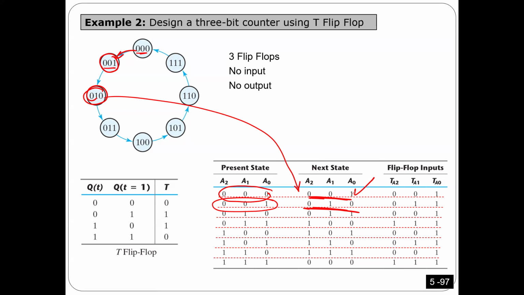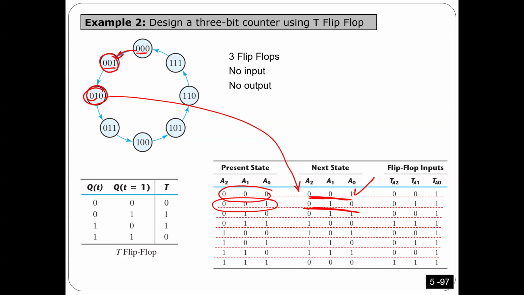This is the current or present state, and this is the next state. Based on this diagram, you can see if the input is 0, 0, the next state has to be 1. If the input is 1, the next state is 2. If the input is 2, the next is 3, because this is count up.